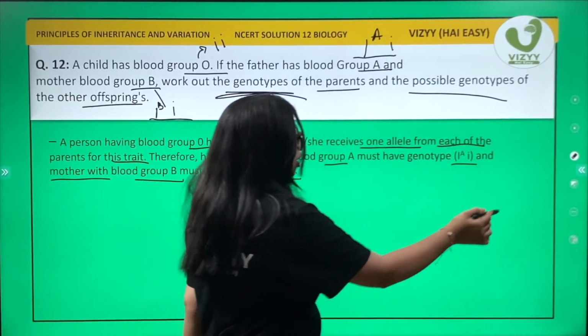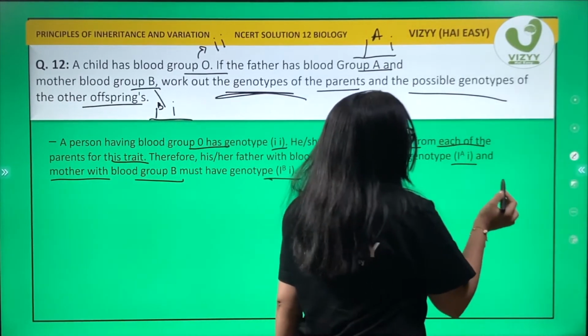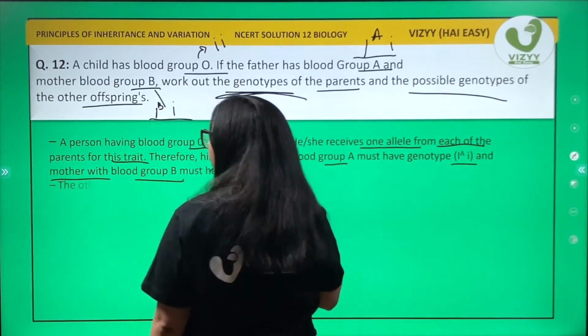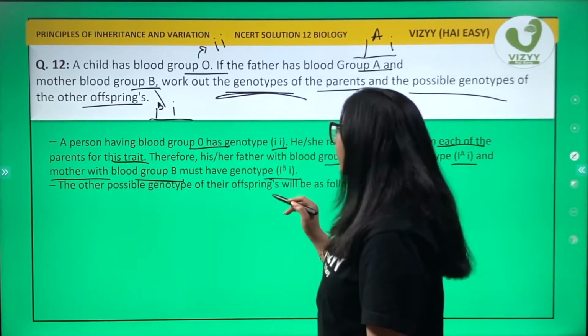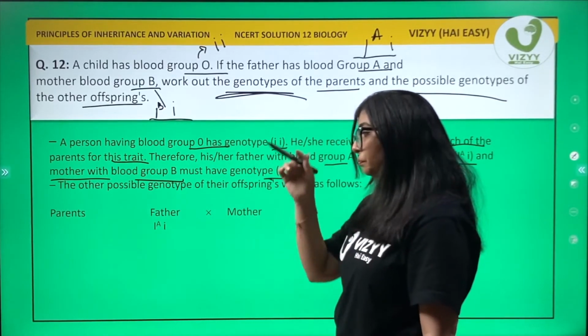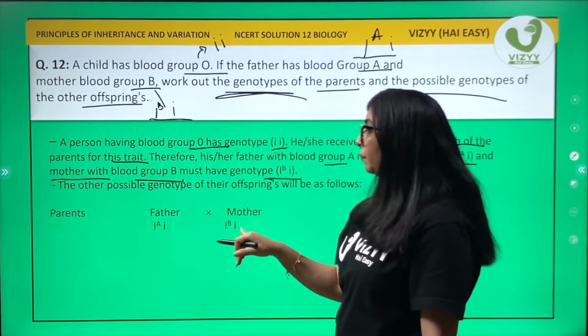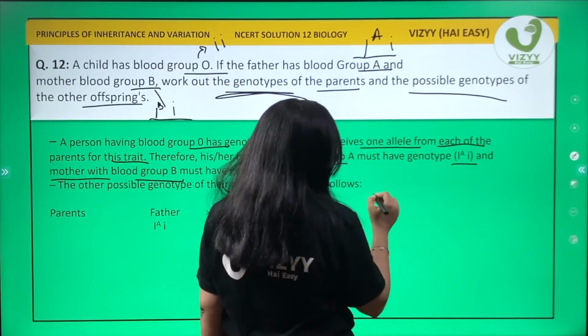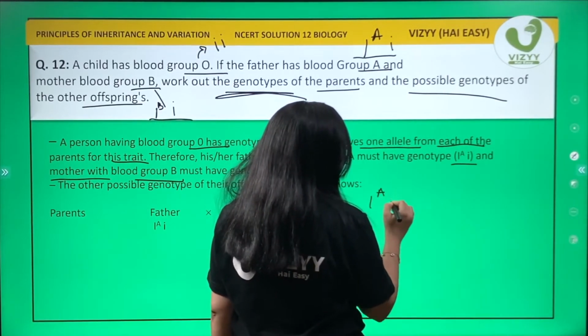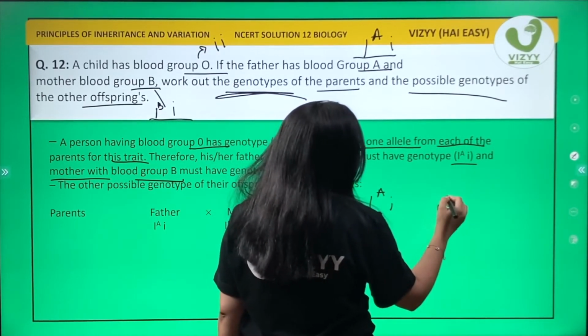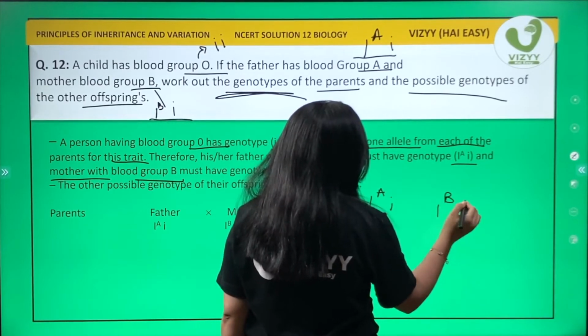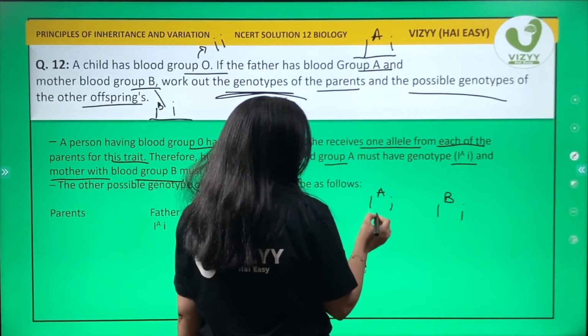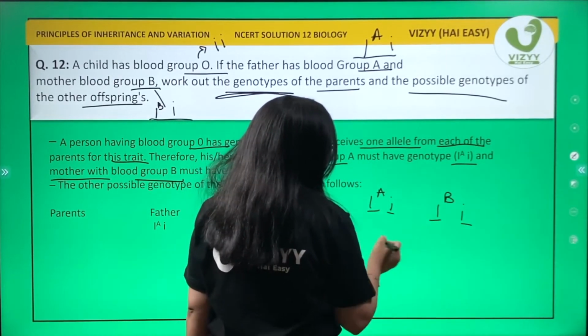Now, we just need to know what would be the offspring's genotype. So let's start by writing the parents: I^A i and I^B i. Let's start. I^A i and I^B i. So the gametes formed here would be 1, 2, 3, 4.